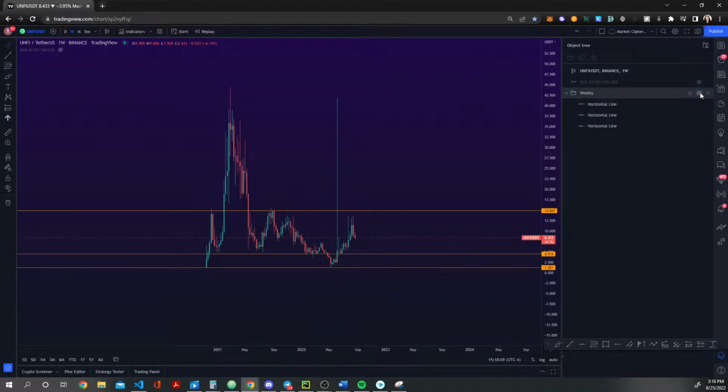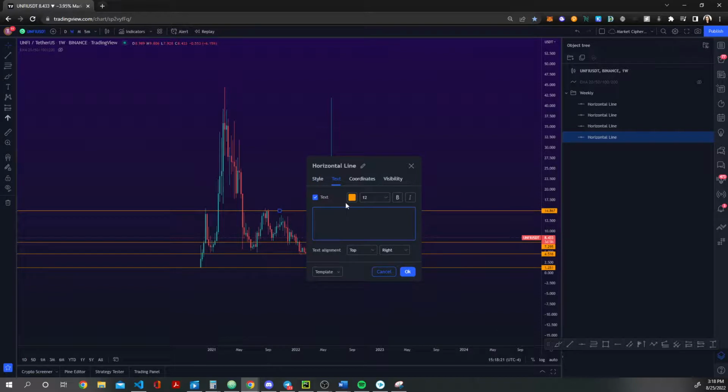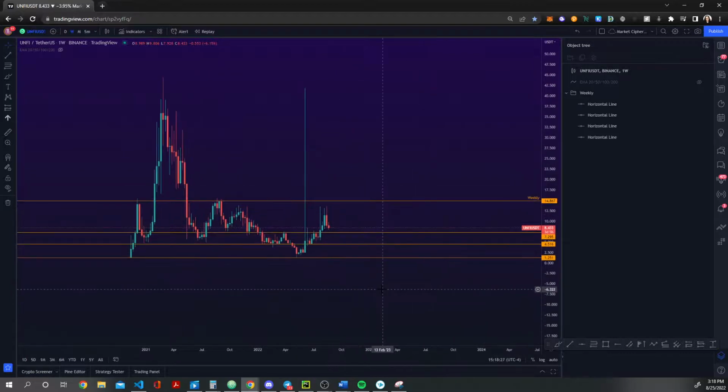So if you're charting a whole bunch of different support and resistances, maybe you have them on the higher time frames, maybe you have them on the lower time frames, you can go ahead on the right hand side and just drag and drop. Or you can also name them by double clicking on them, going to text and doing something like this, weekly. All right. So when it comes to support and resistance, only have the most important areas highlighted. Don't focus on the noise.